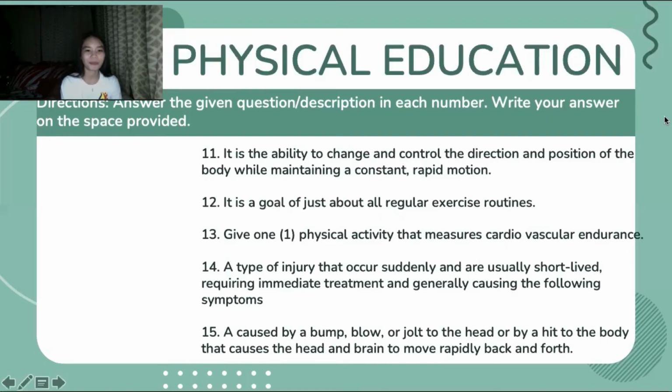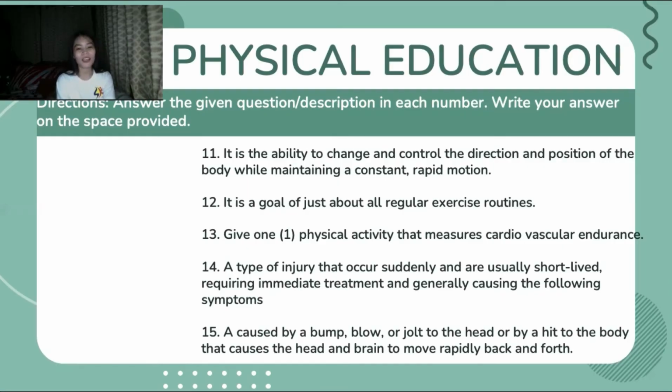Okay, number 11. It is the ability to change and control the direction and position of the body while maintaining a constant rapid motion. The answer for number 11 is agility. Number 12, it is a goal of just about all regular exercise routines. The answer for number 12 is body composition.